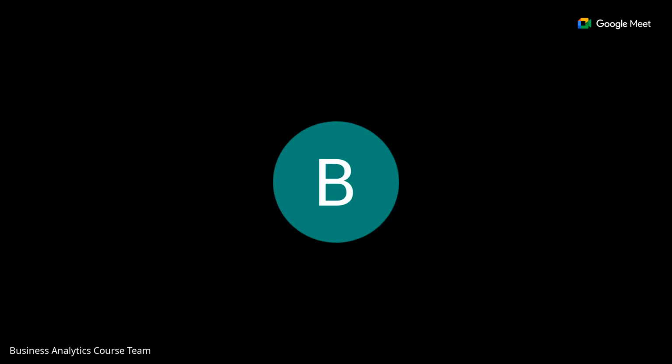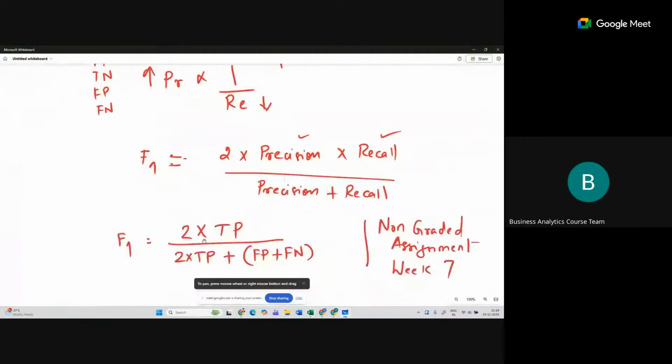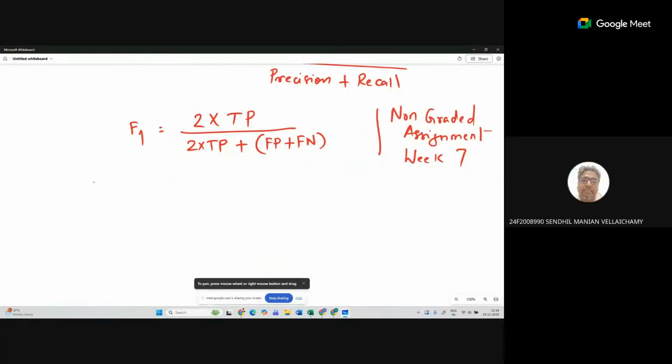I'm going to talk about another important concept in classification. What is this? AUC, ROC. Have you heard of these terms, AUC and ROC? Okay. AUC is area under the curve. ROC is receiver operating characteristic. We will see them in detail.